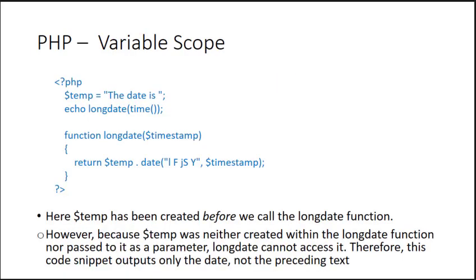Here again, what is happening? We have a variable that contains a string, the date is, then it's printing time using this function long date, so the output of long date. Okay, this is the function. Now, long date is accepting as input this timestamp variable that is time, so fine. Then it's returning temp, concatenated with the date, the output from the date function, with the timestamp and this format.